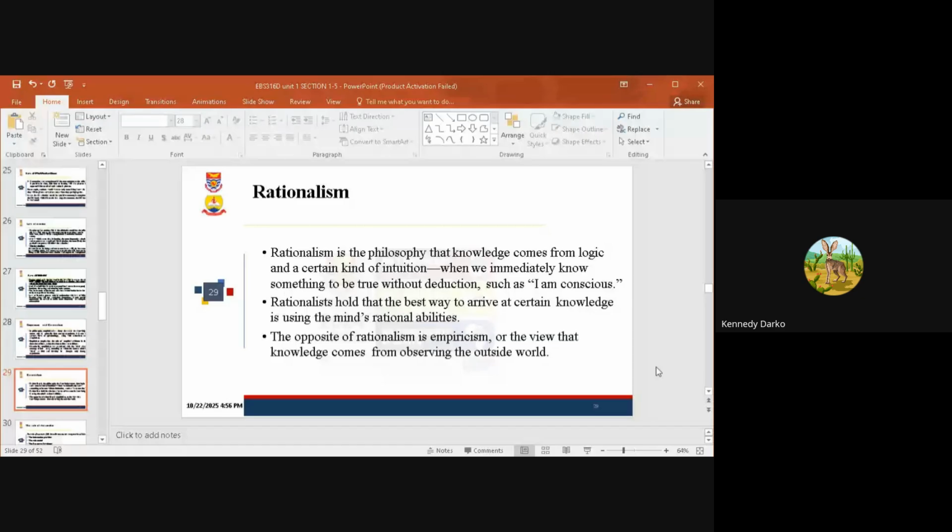Then we have rationalism. What does this philosophy stand for? They are looking at the knowledge that comes from what? Logic and a certain kind of intuition. Everybody has one. Sometimes you'll be doing something as if somebody has mentioned your name. Or maybe you are going to do something and something says, no, don't go. Everybody has this.